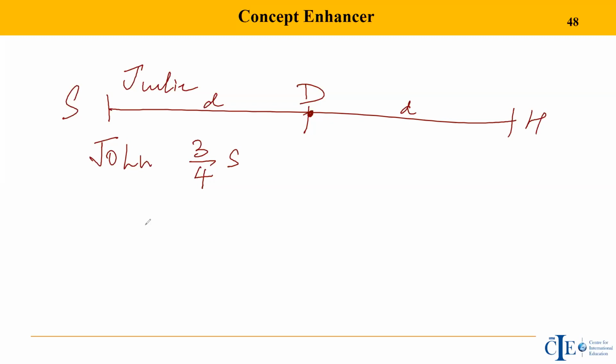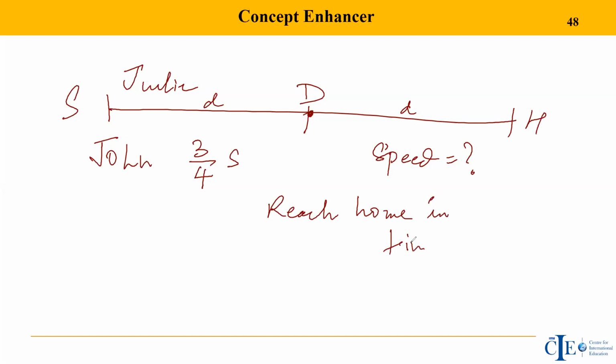Normally he walks at his normal speed every day, covering a total distance and taking some time. On that day, he accompanied Julie, so he was walking slightly slower. Of course, they were talking and having a good time. So he walked at 3/4 of his original speed, dropped her, and continued walking further on, with no time delay. The question is, at what speed should he cover the later half of the distance in order to reach home in time?